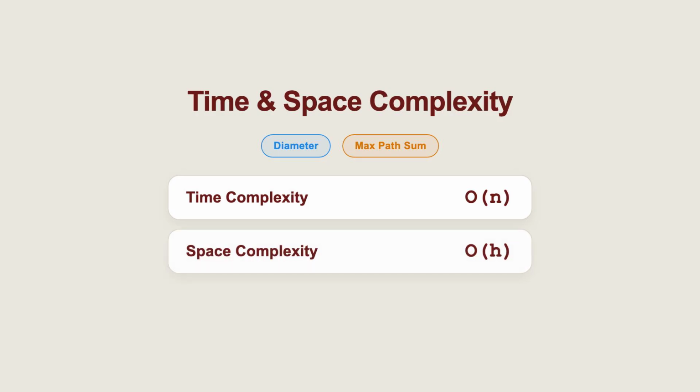The time complexity of both the questions is O of n, as every node gets visited exactly once. The space complexity is O of h, where h is the height of the tree, set by the recursion stack. So same recursion, same complexity, one pattern and two classics.